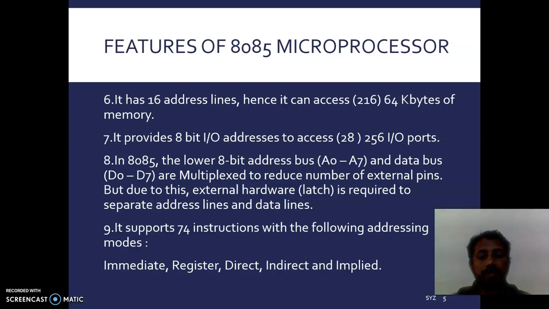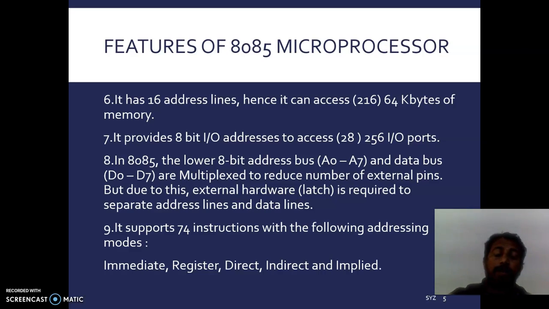So 8085 has 16-bit address lines. Apart from 8-bit data lines, you have a unique feature of 16-bit address lines. With 16-bit address lines, you can address up to 2 to the power 16 memory locations. So you will be able to address 64 kilobytes of memory, because a total of 64 K locations can be addressed, and each location is of 1 byte.